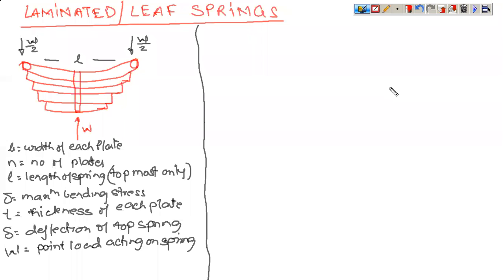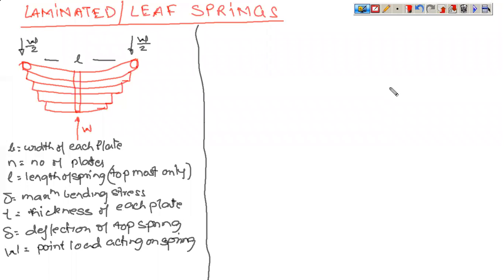So now let us start with laminated or leaf springs. If you look at this diagram, it shows how laminated springs are made. These are rectangular plates of certain thickness, where the width is small as compared to its length, and the thickness is not also substantially high.